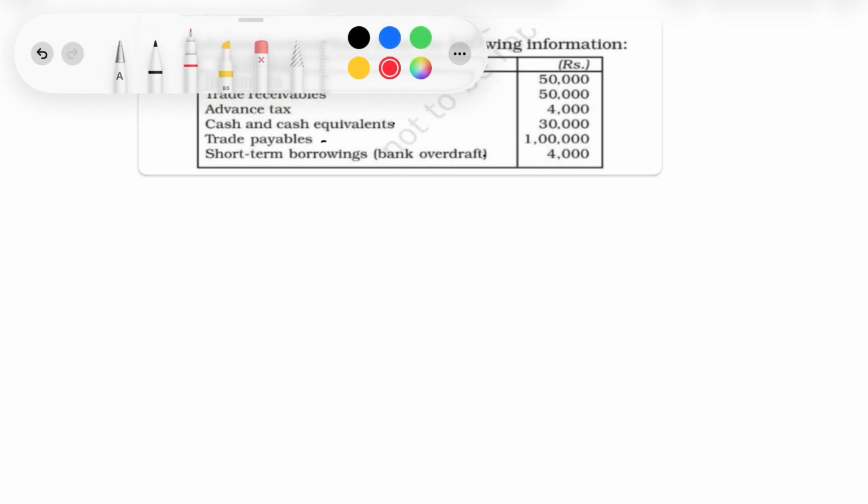Calculate current ratio from the following information: inventory, trade receivable, advance tax, cash and cash equivalent, trade payable and short-term borrowing. Current assets and current liabilities.